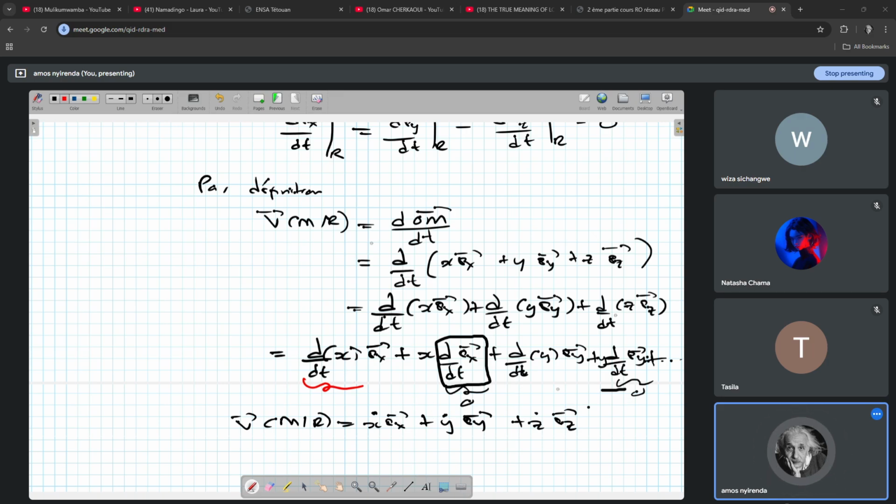The same thing for z. We have a similar item, the derivative of z with respect to time. So it's a time derivative, so we put a point on top, and we'll have z point and then ez. C'est bon? So this is the expression of the velocity vector in the Cartesian coordinate system. So this is what we have. C'est bon? Je passe?